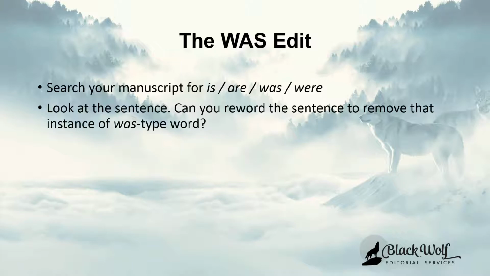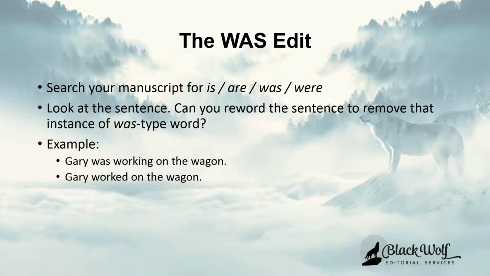And you look at that sentence and ask, can you reword or rework that sentence to remove that was type word? I'll give you an example. This particular example is a very simple one. So, Gary was working on the wagon. Well, get rid of the word was, and to make it a bit stronger: Gary worked on the wagon.